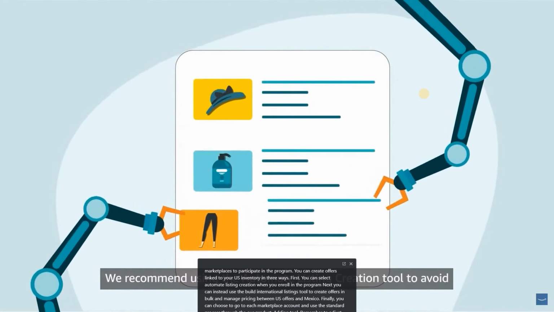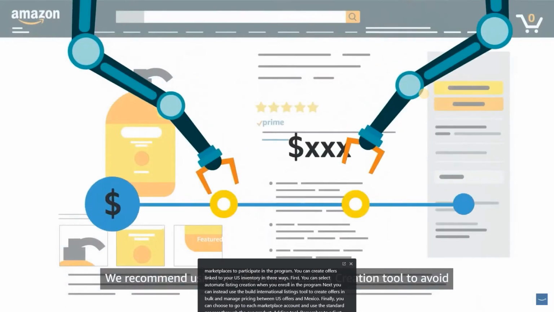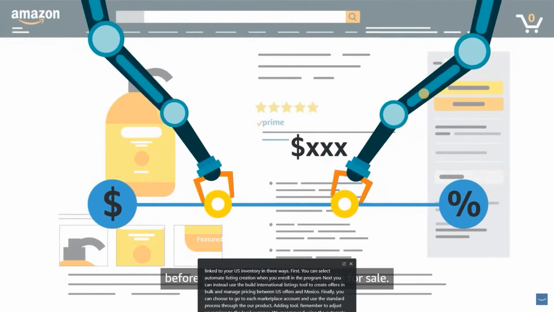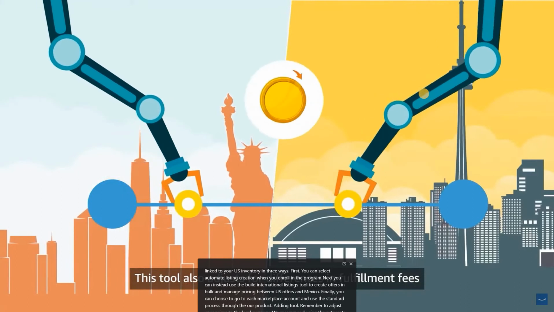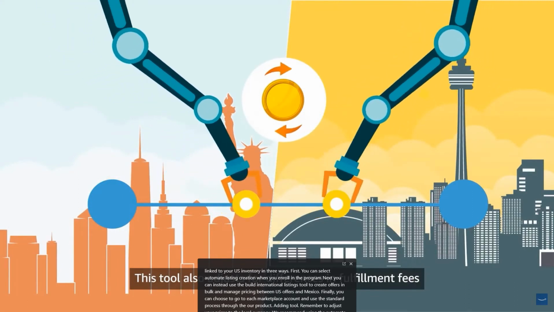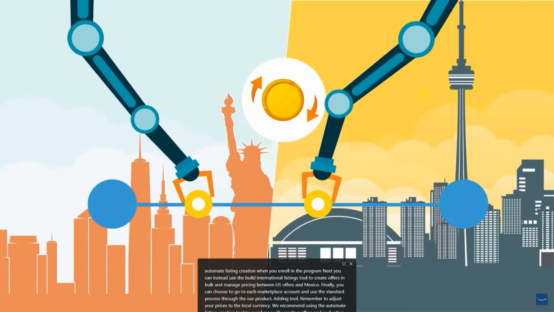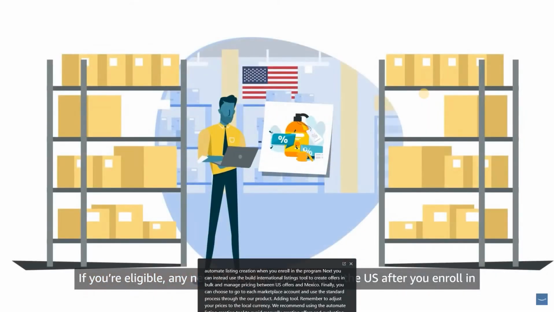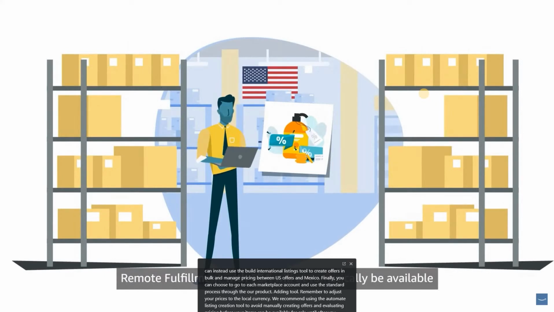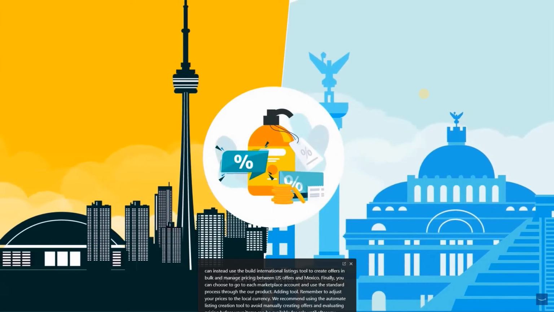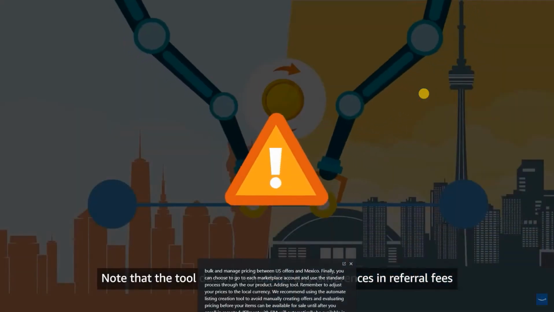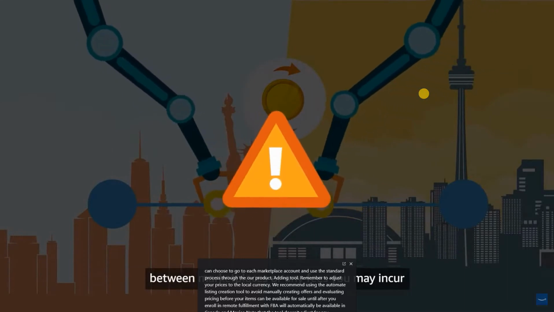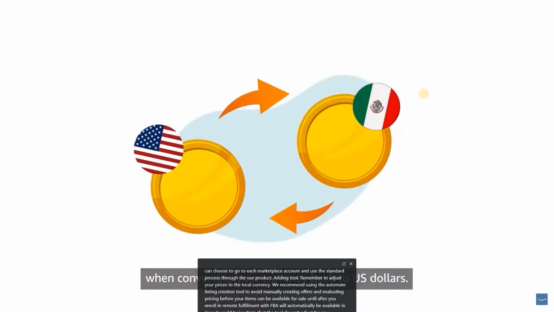We recommend using the Automate Listing Creation tool to avoid manually creating offers and evaluating pricing before your items can be available for sale. This tool also adjusts for differences in fulfillment fees and foreign exchange rates. If you're eligible, any new offers that you create in the U.S. after you enroll in remote fulfillment with FBA will automatically be available in Canada and Mexico. Note that the tool doesn't adjust for any differences in referral fees between marketplaces or any fees you may incur when converting your currency back to U.S. dollars.